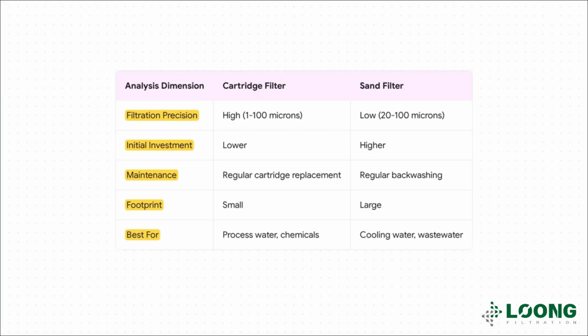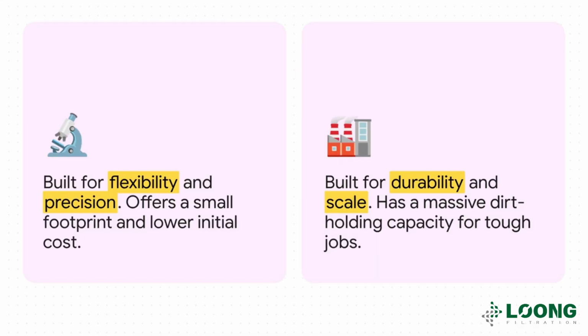Now, sand filters, they're going to cost you more up front, and they take up a lot more space, but they are built to last for those massive jobs, and their self-cleaning backwashing system is a huge plus for your day-to-day operations. So, when you boil it all down, this is the core trade-off. Are you looking for a nimble, precise solution that doesn't take up a lot of room, or do you need a heavy-duty workhorse that can just devour massive amounts of contaminants day in and day out? Your answer to that question pretty much points you straight to one or the other.